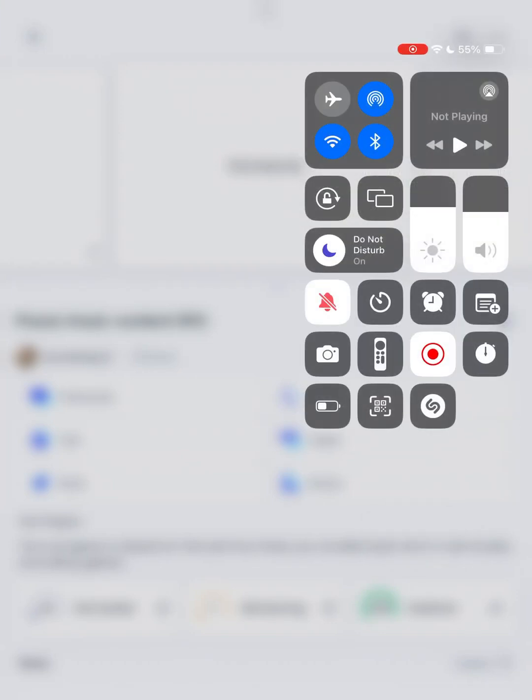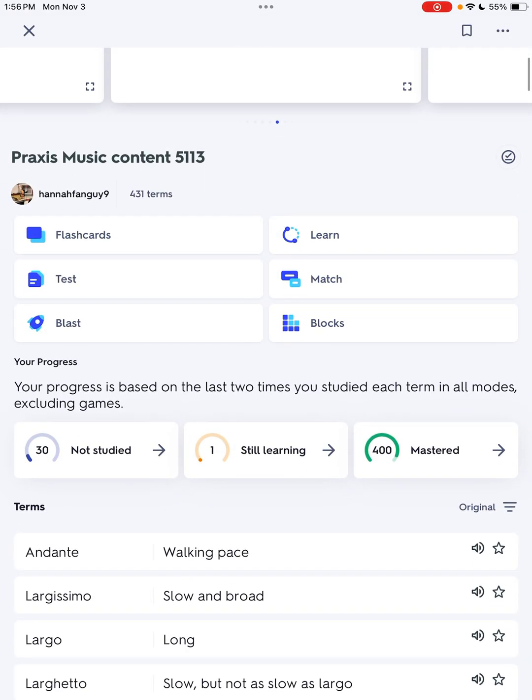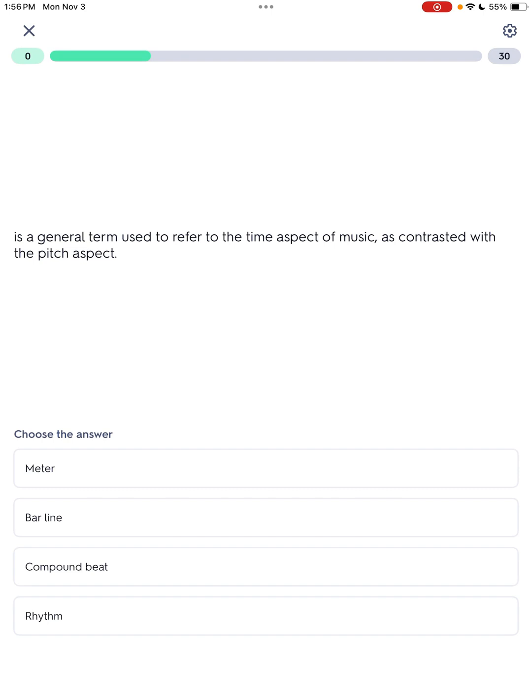Okay, I added some new terms today. 30 new terms for practice review. So I'm going to go ahead and see if I remember any of the ones I added. It may be 31 because there's one I'm still working on.